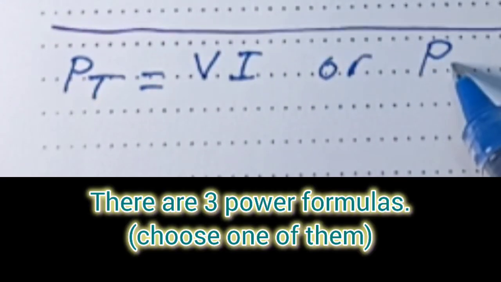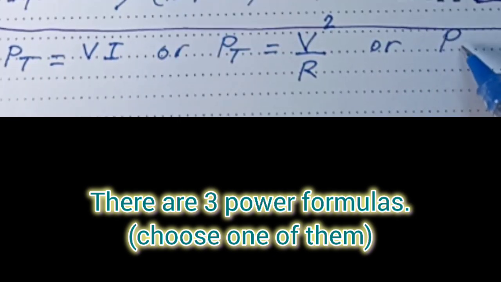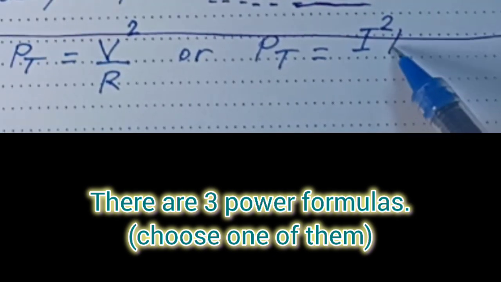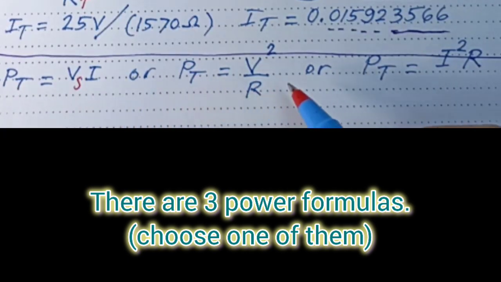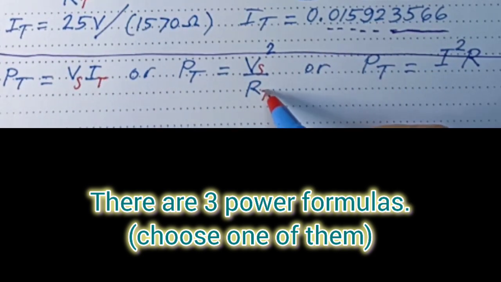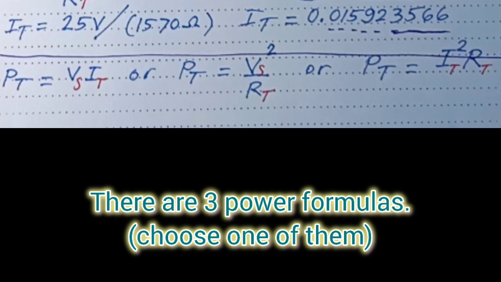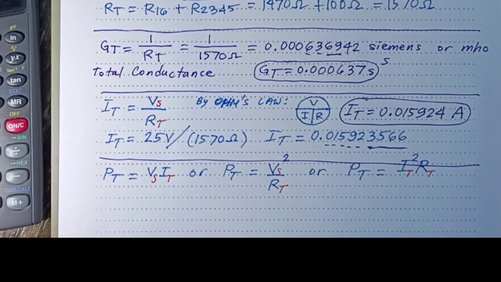Now, if you want to calculate the total power, we will just write the formula for total power. We can use VI. There's another formula for power: V squared over R. And there's another one: I squared multiplied by R. Take note that this is total power, so this will be the total voltage or voltage source, this will be the total current IT, and the R will be the R total. We can use any of these three formulas and we will get the same answer.